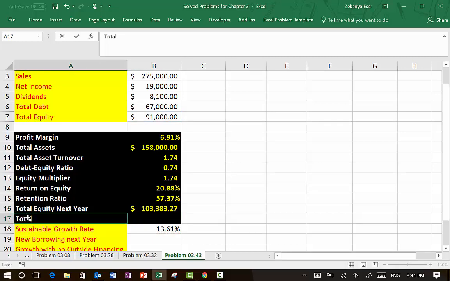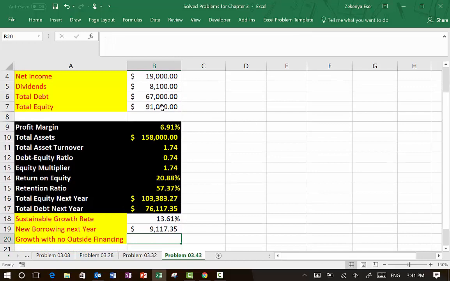Total debt next year. Remember that sustainable growth rate is calculated under the assumption that debt equity ratio is kept constant. So I'm going to multiply debt equity ratio with total equity next year. That is the total debt next year, which means new borrowing is total debt next year minus total debt now.